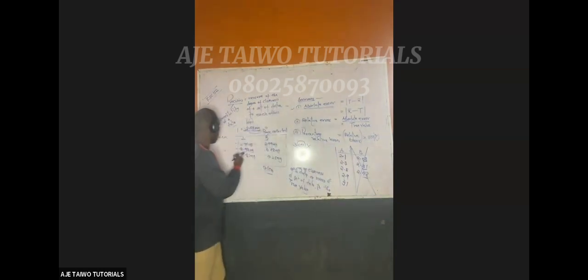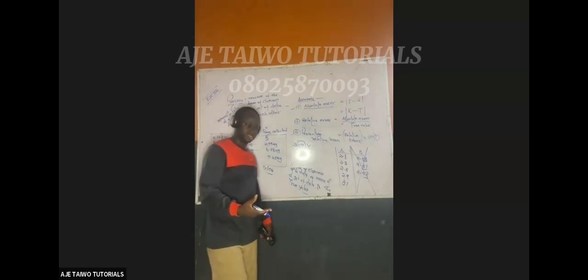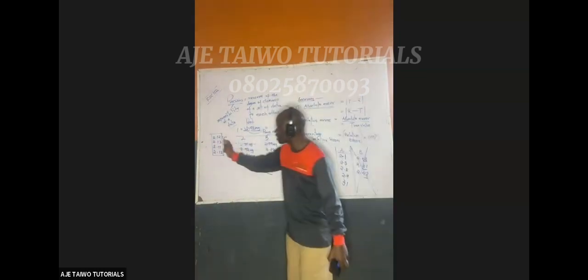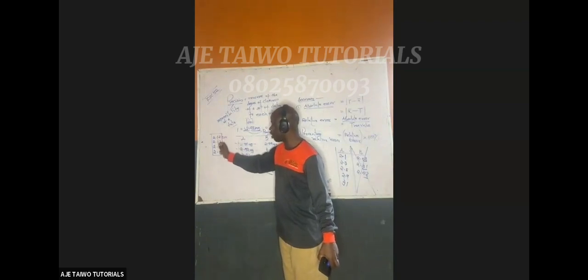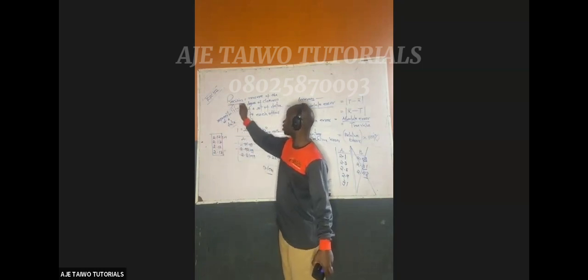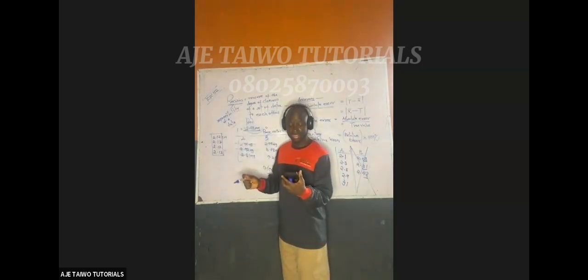So come back here. This person has measured the length of this board as 2.13, 2.11, 2.12 again. All the readings he got here, they are close. The closeness of these readings to each other, how close these readings are to each other, is called precision. It's called what? Precision.